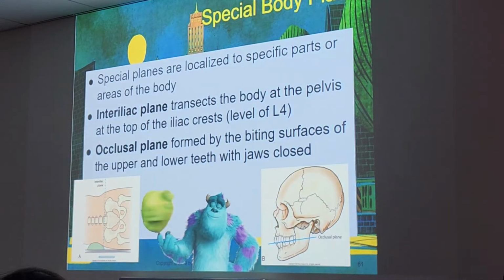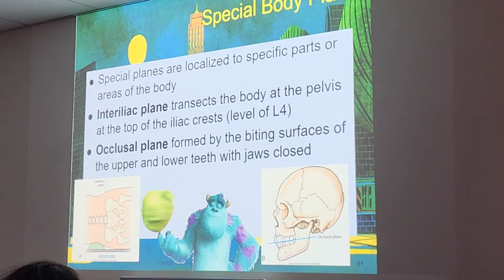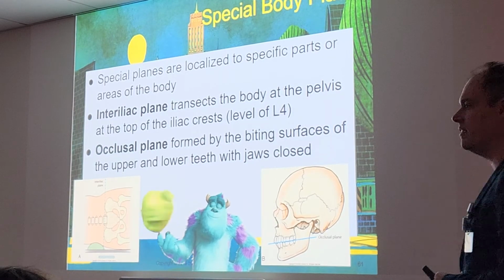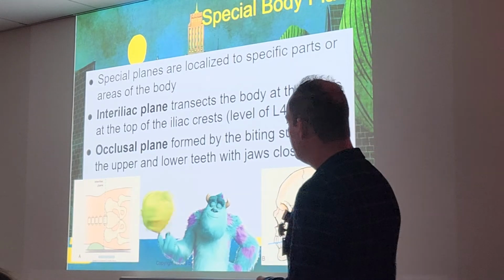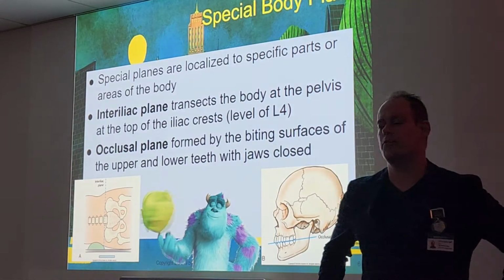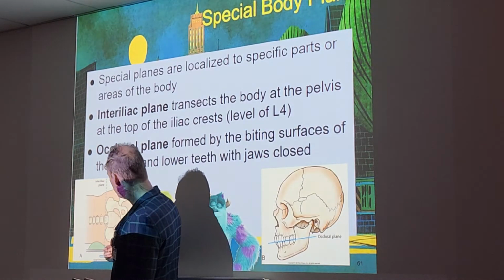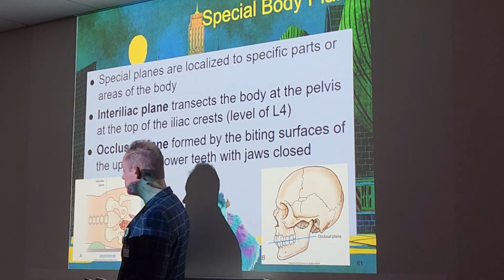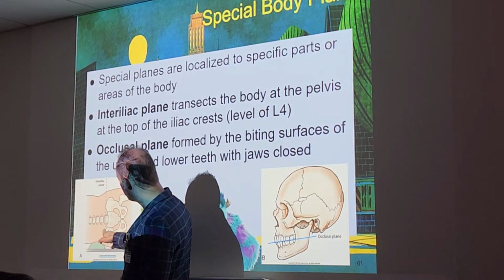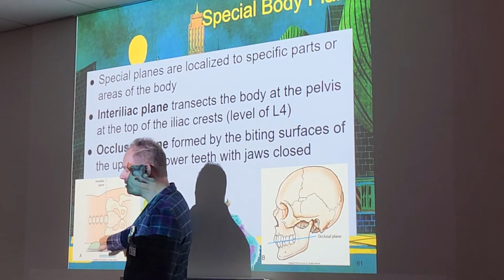All right, we do have two special body planes. We don't talk about these as much either, but you may see them come up in some questions every once in a while. We have what's called the interiliac plane and the occlusal plane. Now, the interiliac plane lines up directly with the iliac crest. The iliac crest are the tops of your pelvis. It's going to pass down like so. If the patient's on their side, in a decubitus position, which we'll talk about later, it's going to pass directly over the iliac crest at the level of L5. This is the L5 vertebrae right here.